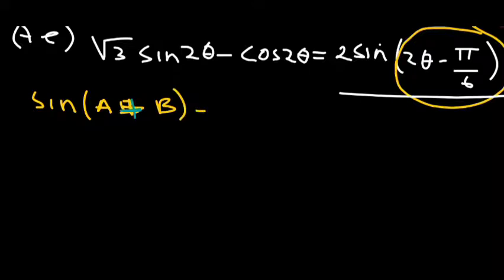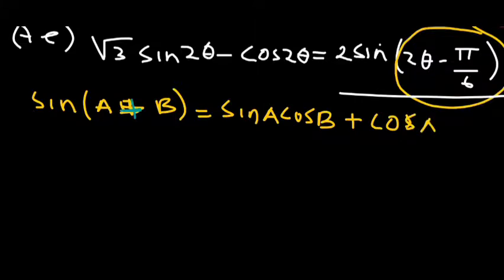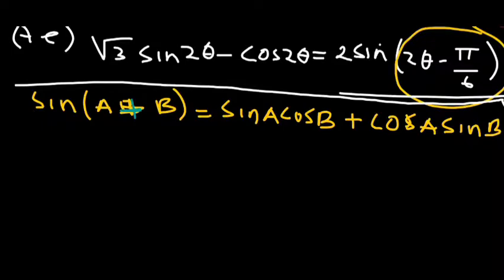this is equal to sine a cos b. So if there is plus there, the sign will be maintained. It's going to be plus cos a. So the functions have switched, cos a, then sine b. Okay, so this is another trigonometric identity. You need to add these to your notes.